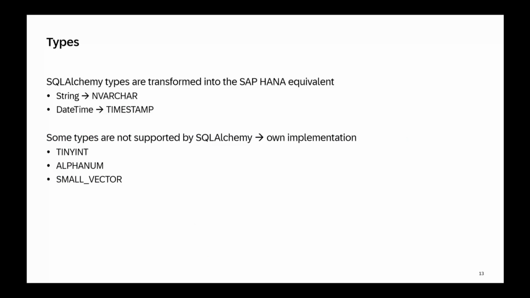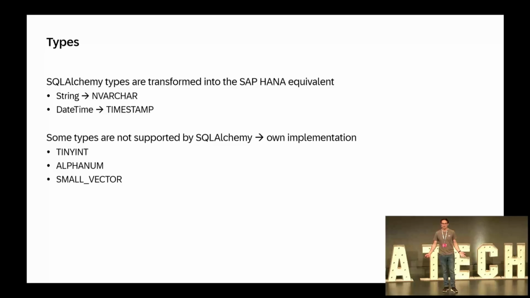Types. Types are also very important topics, because in sqlalchemy you can just say, I want a column of type string. And what is now a string? Some databases support string natively. In HANA, they are called varchar, nvarchar, whatsoever. Also, datetime is called timestamp.